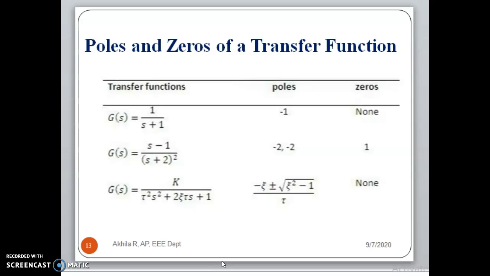The next example is s minus 1 by s plus 2 the whole square. Taking the denominator, s plus 2 the whole square is equal to 0, so s will be minus 2, minus 2. And for your zeros, s minus 1 is equal to 0, so s equal to plus 1 will be the zero. In the last expression, you have a quadratic equation. So the poles are found using the formula minus b plus or minus root of b square minus 4ac by 2a. So the poles are minus delta plus or minus root of delta square minus 1 by 2. And zeros again none. Thank you.